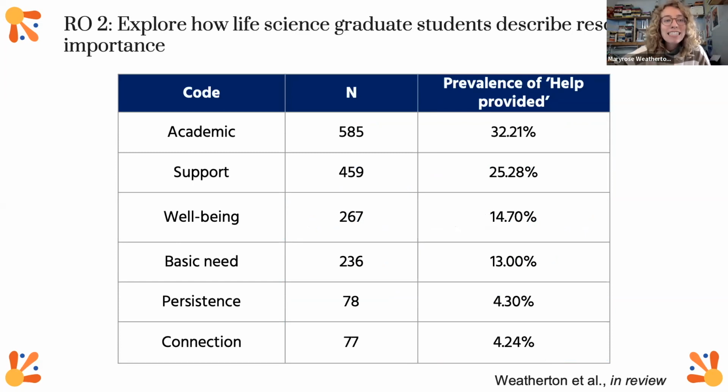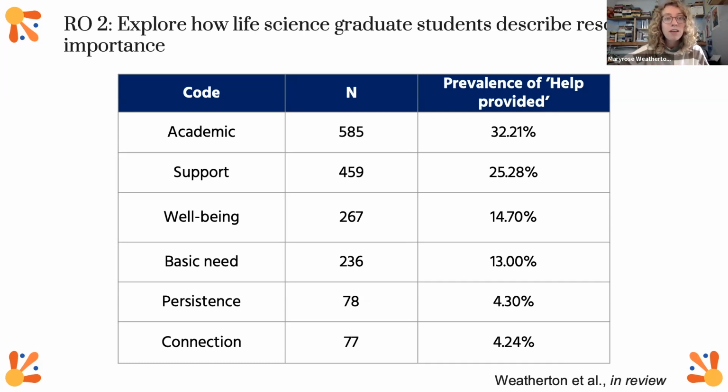So what we can see is that these codes are ranked in order of their most to least prevalent within our data set. So academic was the most prevalent, followed by support and well-being codes. And then further down, we've got basic needs, persistence, and connection. And this makes sense, right? These are graduate students within an academic program, and so the thing that they're using resources for most commonly is to fulfill some of these academic needs.